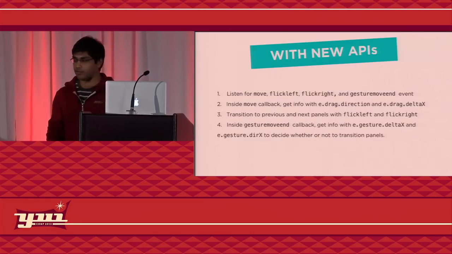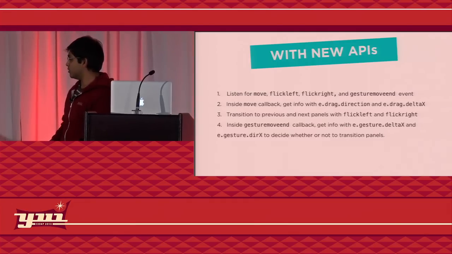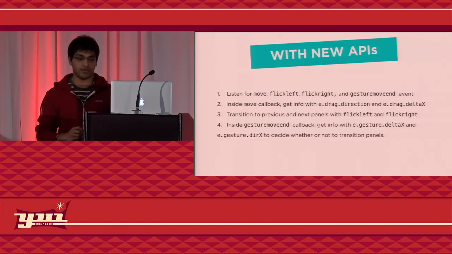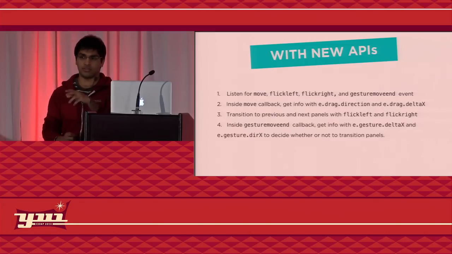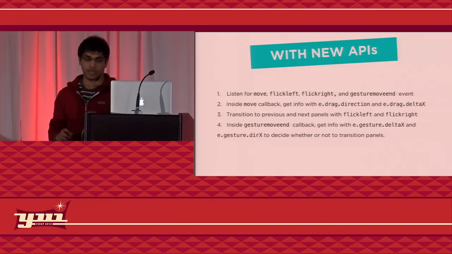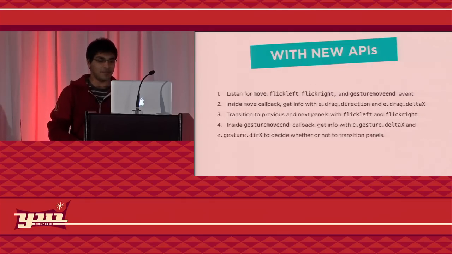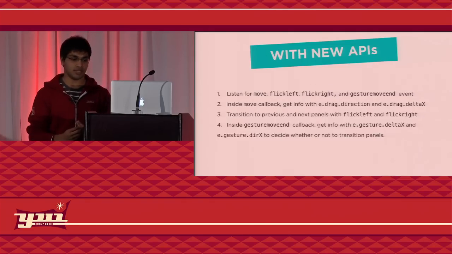So with the new APIs, you listen for move, flick left, flick right, and gesture move end. Inside the move callback, you get the necessary information using e.drag.direction and e.drag.deltaX. Actually, don't quote me on the property names there, because they might change. That's just what I'm using now. Probably something like e.gesture instead. Then you transition to previous and next panels inside your flick left and flick right callbacks. And inside gesture move end, you get the delta X and direction X properties, and you decide whether or not to transition the panel. So already you can see you're working at a higher level here, thinking about transitioning and not about setting up and figuring out what direction is.